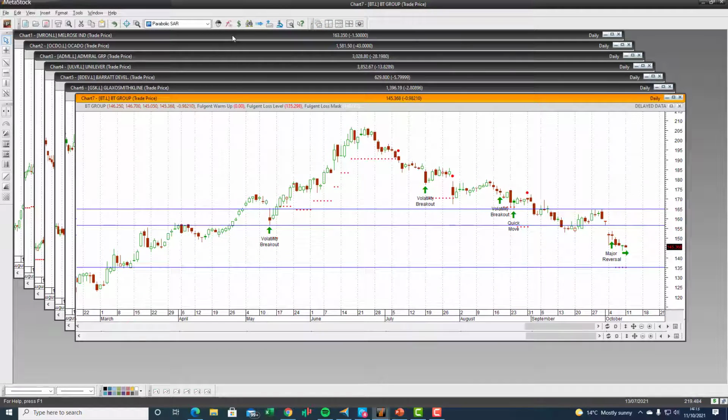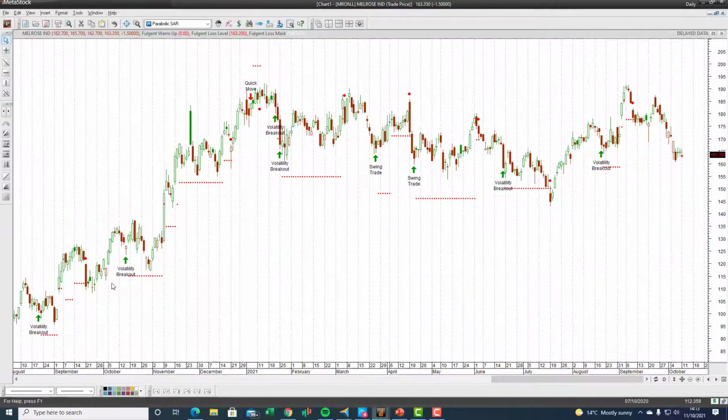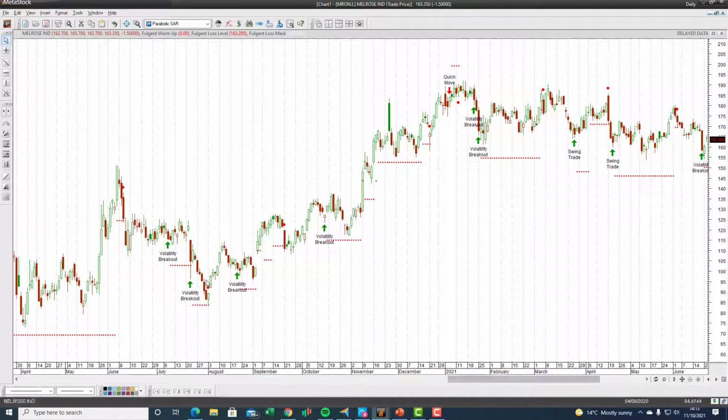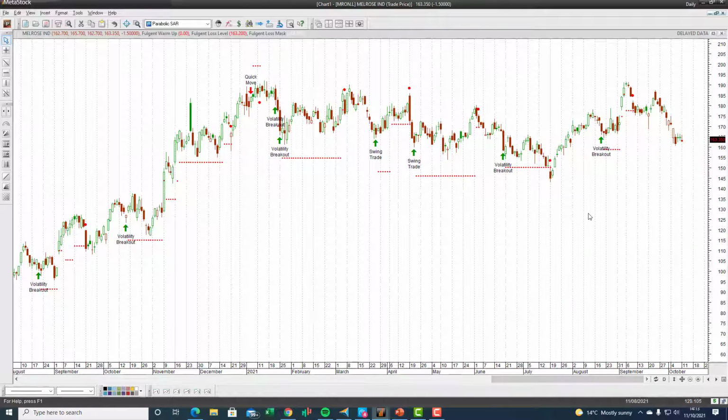Next up is Melrose Industries. Sideways moving pattern here, very choppy. Volatility breakout and swing trade has given us some fantastic trading profits on this one. You can see the last captured most of the last previous big run up using the artificial intelligence engine. Volatility breakout there, volatility breakout there. Absolutely fantastic one to trade. Volatility breakout. Now I suspect the signal is not on there yet because it's a fresh one.